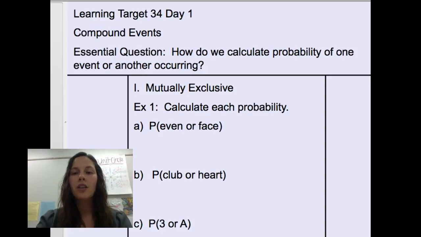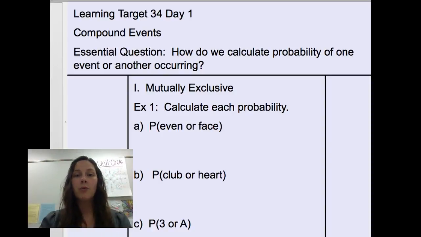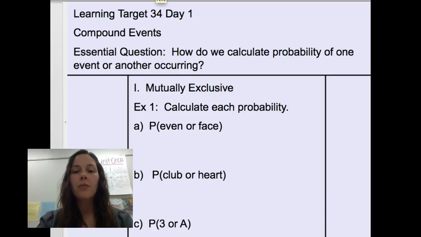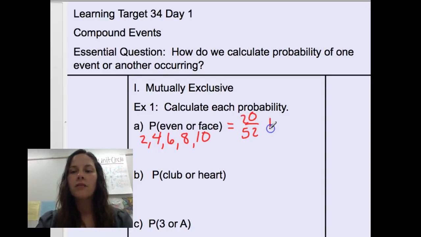So we're going to start by taking a look at simply mutually exclusive events. These are the easier ones. This is when you simply add the probabilities together. Our first one is that example we just saw in the vocab, the probability that we get an even card or a face card. The even cards in a deck of cards are 2, 4, 6, 8, and 10, and for each of those we have 4: the hearts, diamonds, clubs, and spades. So we take the 5 even cards times 4 of each, and we get a total of 20 even cards out of our 52 cards.